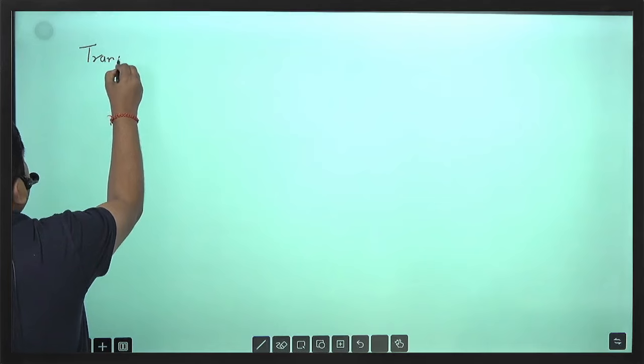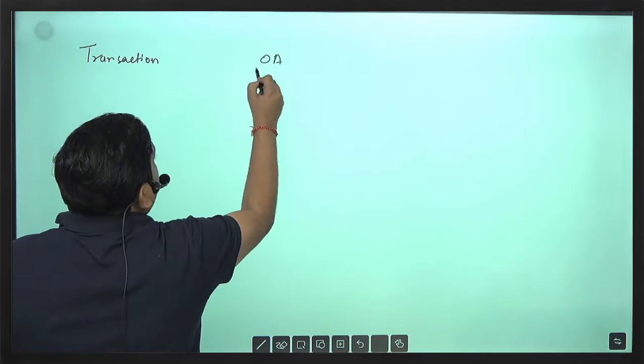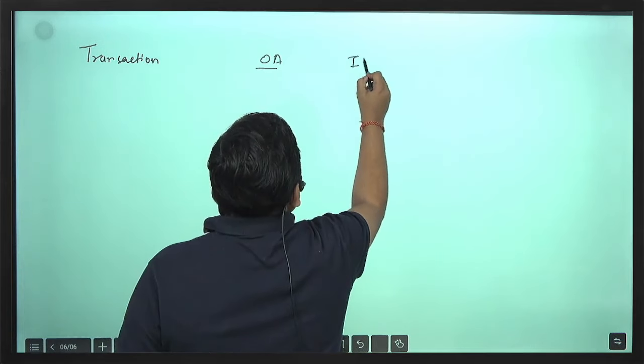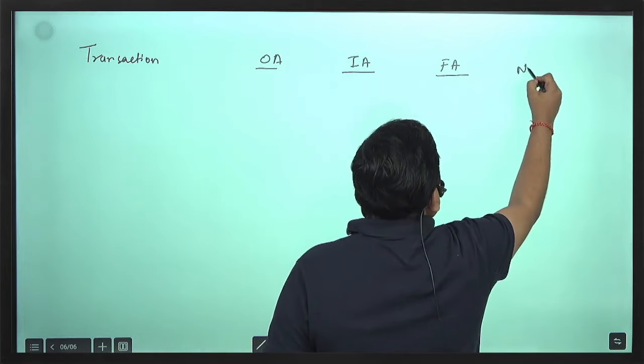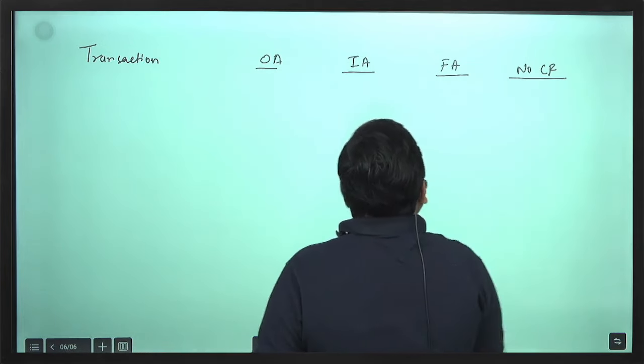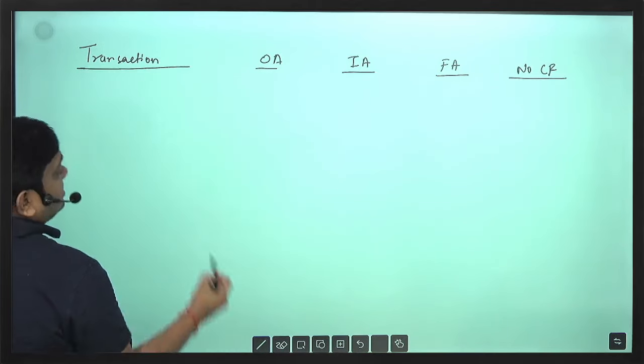So this is a transaction list I will give you. This is OA. This is IA. This is FA. This is no cash flow. I'll give you transactions one after another.